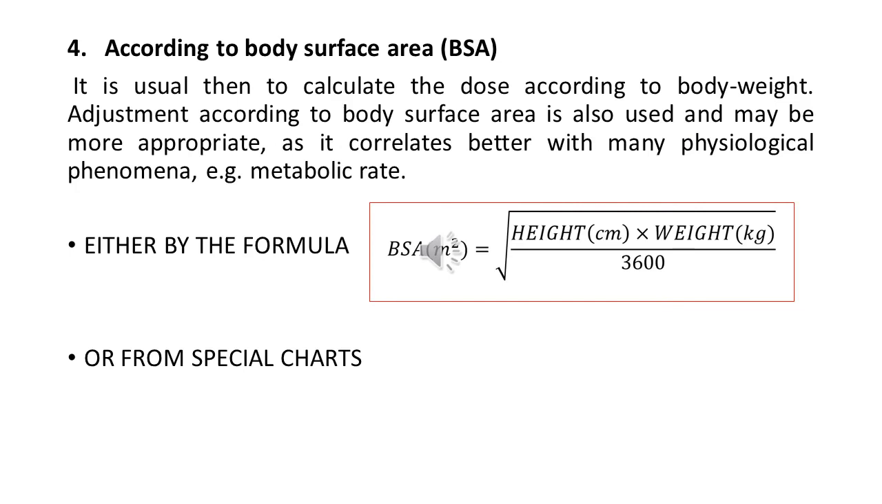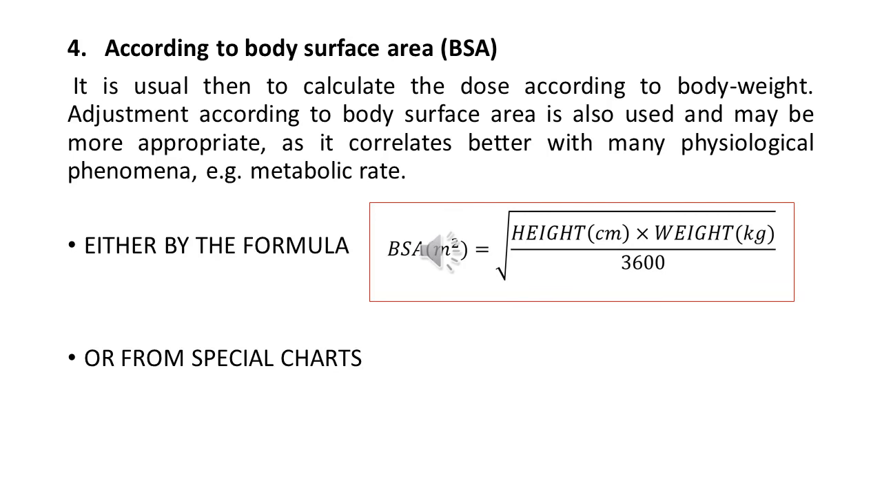The fourth method is according to body surface area, or BSA. It is usual to calculate the dose according to body weight. Adjustment according to body surface area is also used and may be more appropriate, as it correlates better with many physiological phenomena like metabolic rate.